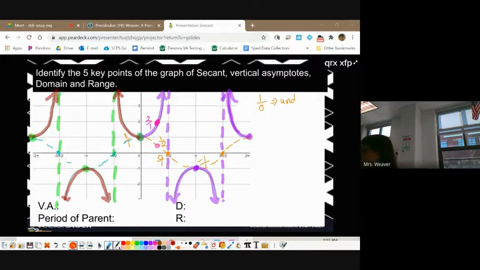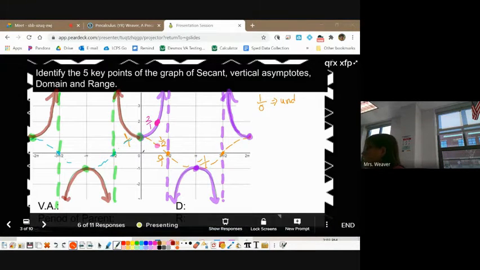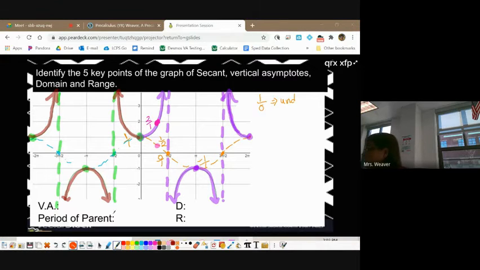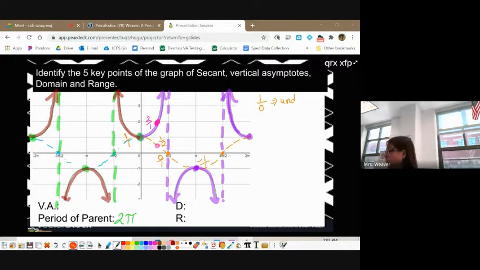Okay, now let's talk about where its vertical asymptotes happen, and that'll help us get our domain. And then we'll get the range and the period of the parent function. We can do the period of the parent function right now, so why don't we do that? Cosine had a parent function with a period of 2 pi. This is just the reciprocal of that, so it still needs 2 pi as well to get through a full cycle. So the period of the parent function is still 2 pi.